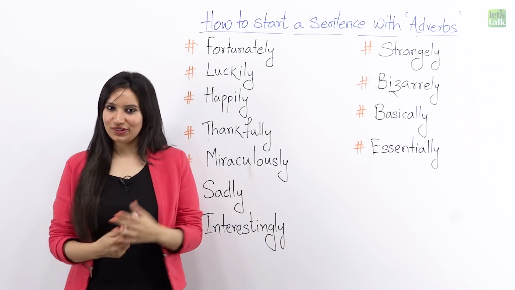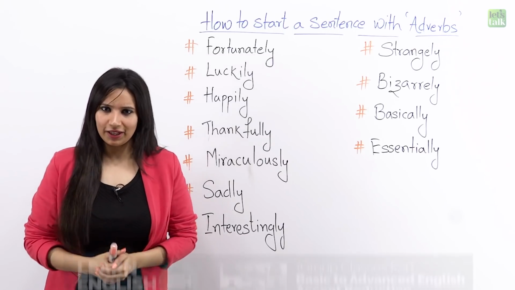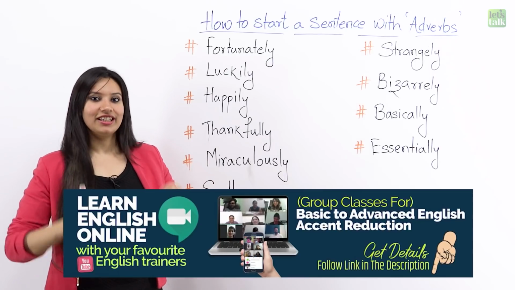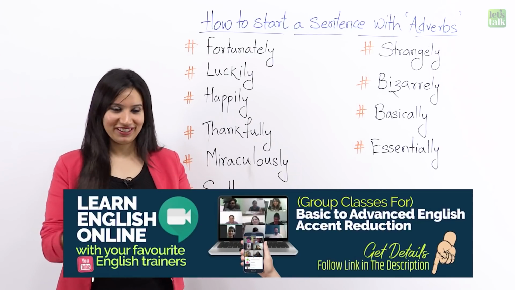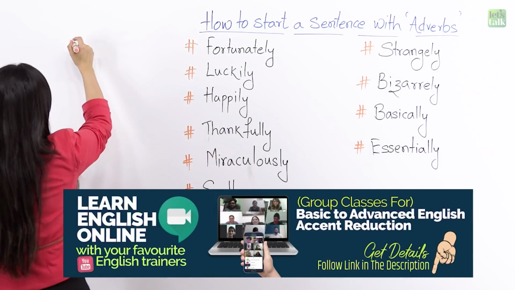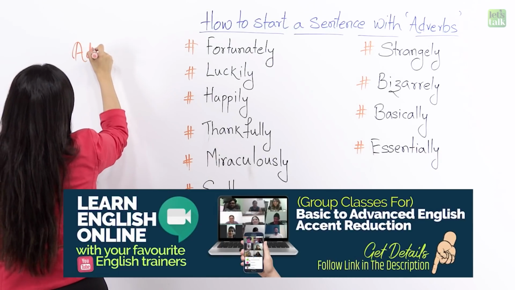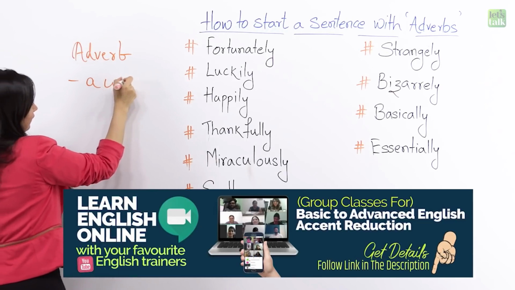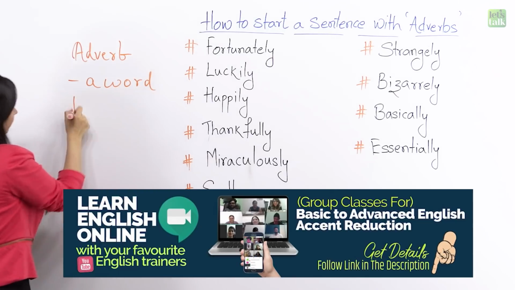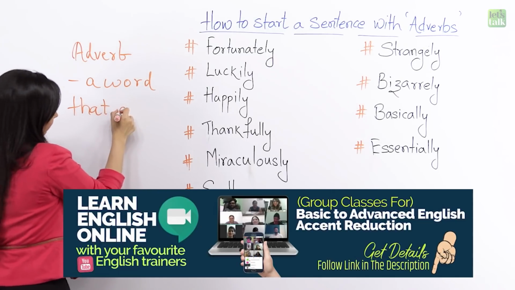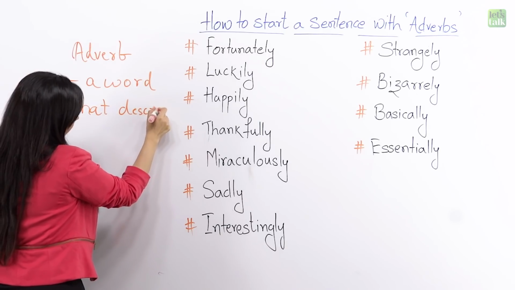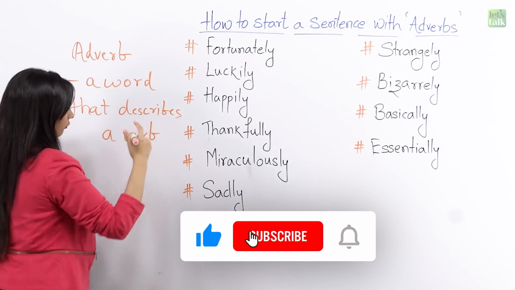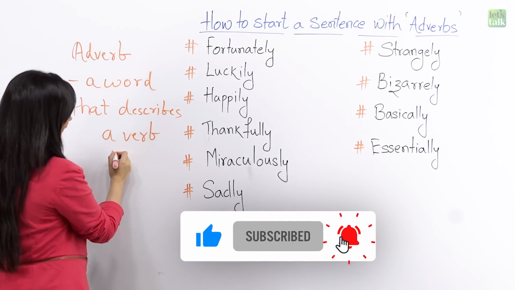So the first question that I have for you is, what is an adverb? Do you know what an adverb is? So adverb is a word that describes a verb. I'll write it for you. A word that describes a verb.